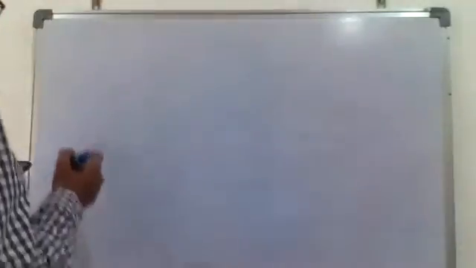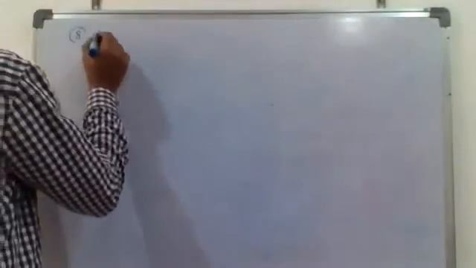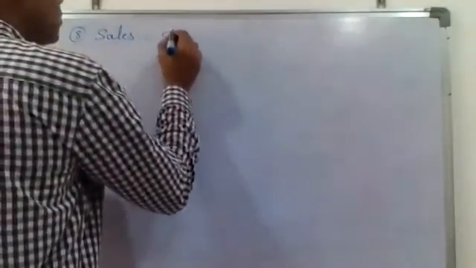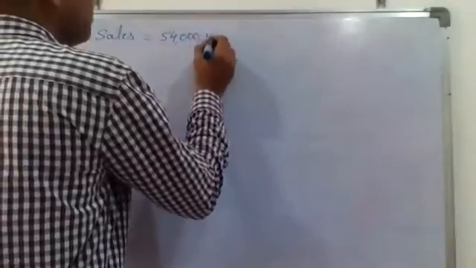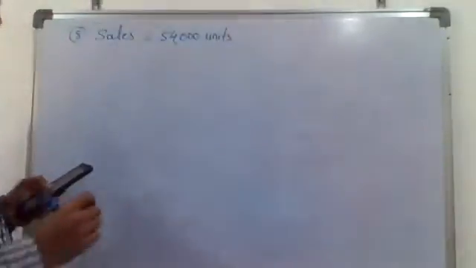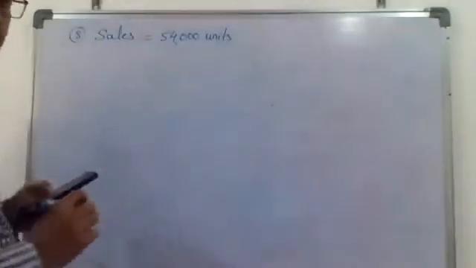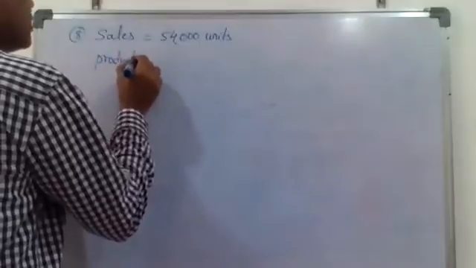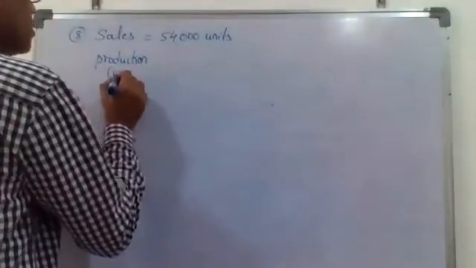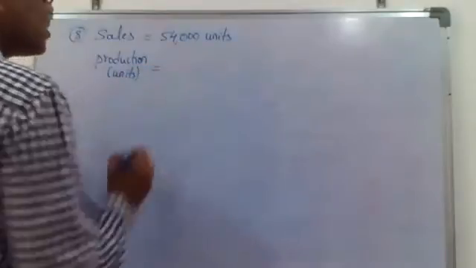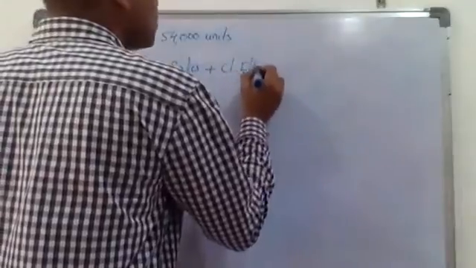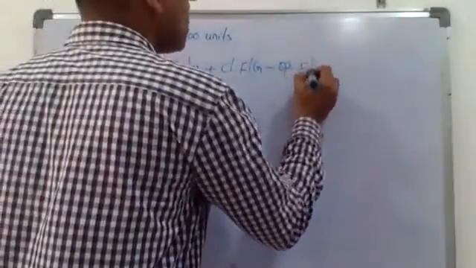Though the question is very small, there is a point to be learned here. What is given to us? Sales is given to you as 54,000 units. Now the next thing I should do is find out the production. How do you find out the production units? When I say production units, I'm talking about finished goods. Production units is sales units plus closing finished goods minus opening finished goods, isn't it?